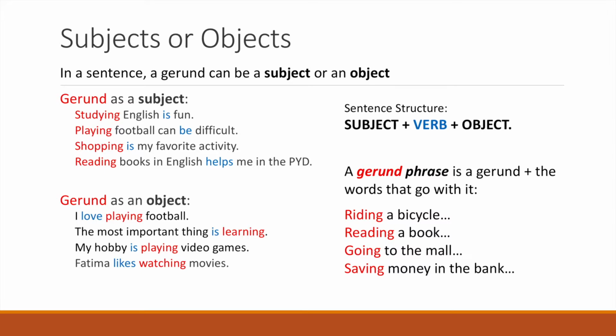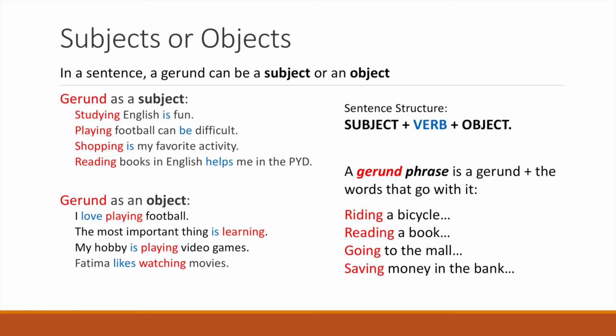Another really important thing to remember is a gerund phrase is simply the gerund plus the words that go with it. For example, if we use the gerund riding, usually we need an object that we ride, like a bicycle or a horse. Reading a book, in this gerund phrase we have reading and a book. We can also use reading with a magazine, a website. Going to the mall, well, we can go to many places. For example, we use the gerund going with things like going to the beach, going to Algata Mountain. Simply remember that a gerund phrase is usually the gerund coupled with the words that go with it.